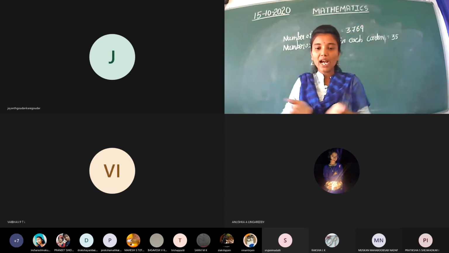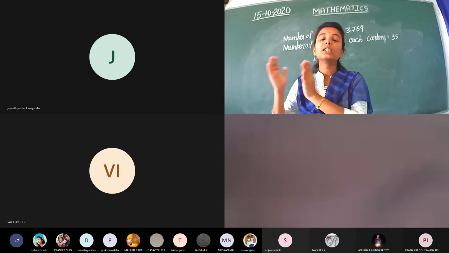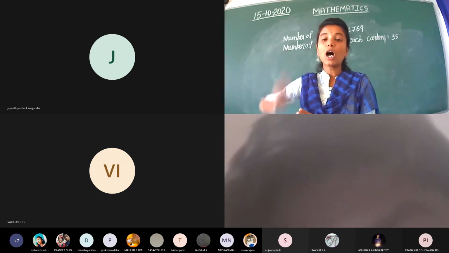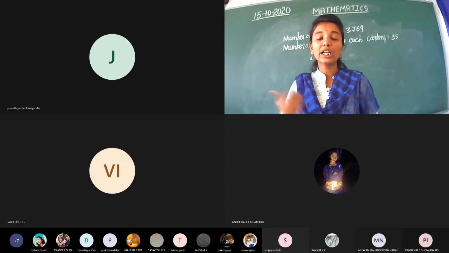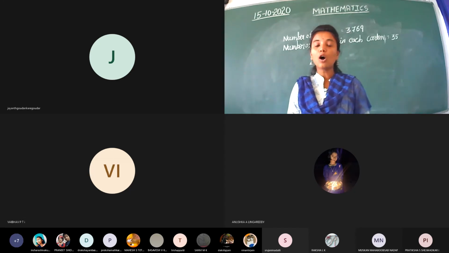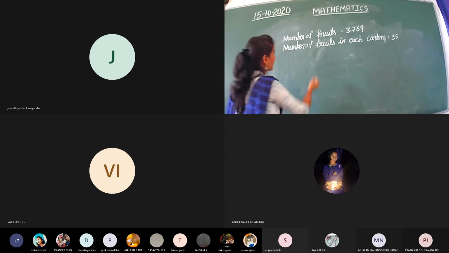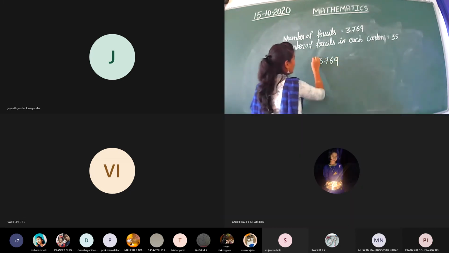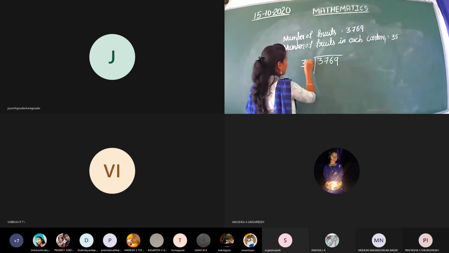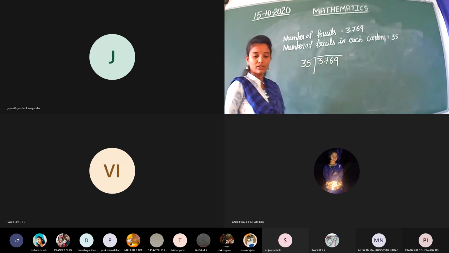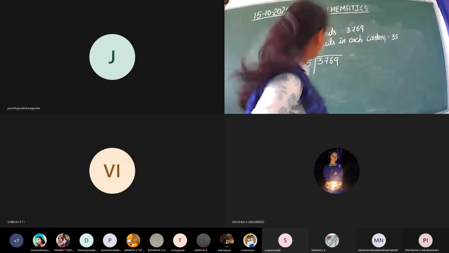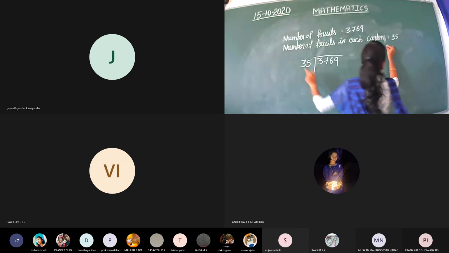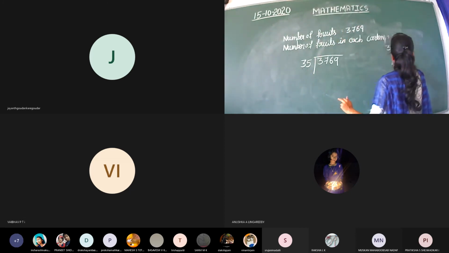See here, we have the total number of fruits. Each box contains 35 fruits. Then how many boxes do we need to pack all the fruits? What can we do here? 3,769 divided by 35. Write the multiplication.